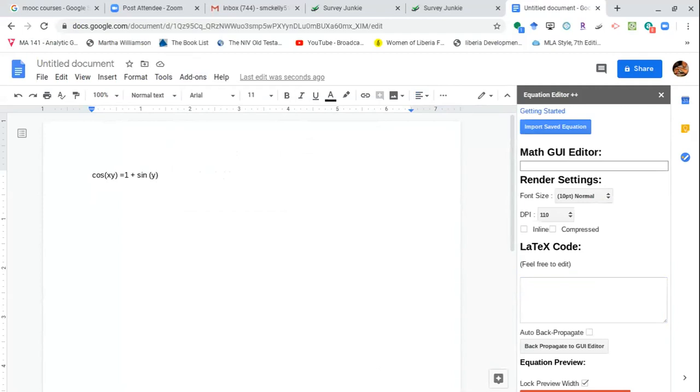So we have cosine xy equals 1 plus the sine of y. When I use the chain rule here, let's look at this. For cosine xy, my outer function is cosine.